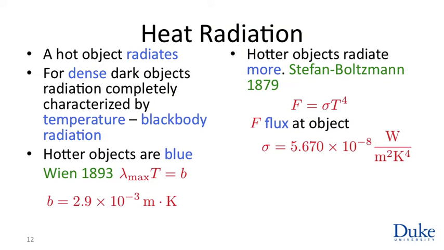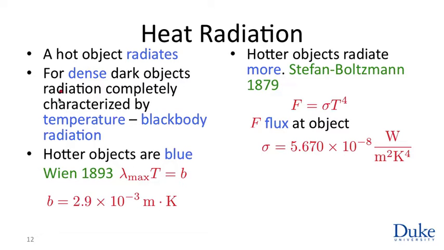A hot object radiates. That's what we discussed. Everything radiates, as long as it's warmer than the surroundings. For a dense, dark object, so for an object that essentially absorbs light that hits it, such as you, me, the Earth, and it turns out the sun, the radiation is almost completely characterized, and it's precisely completely characterized for some idealized black body, an object that absorbs any light that falls upon it, by the temperature.